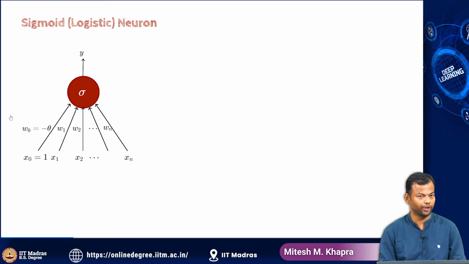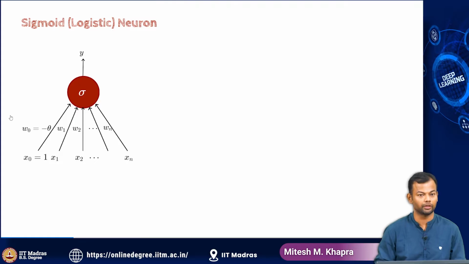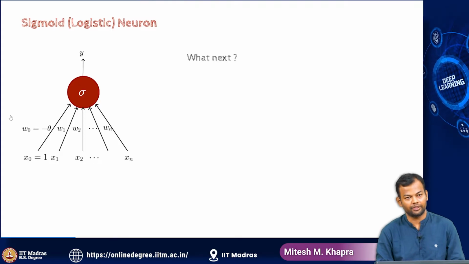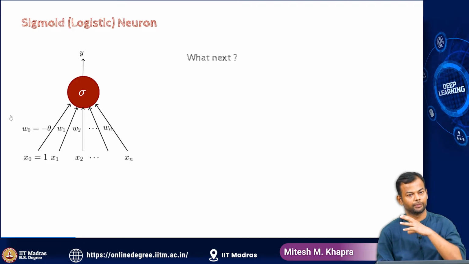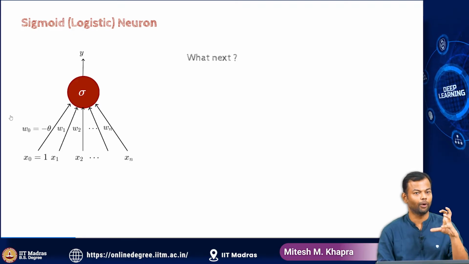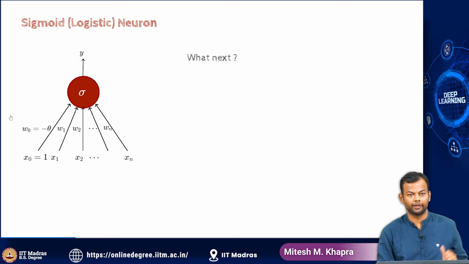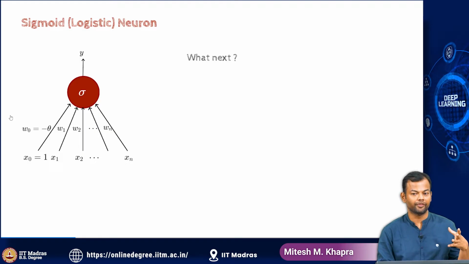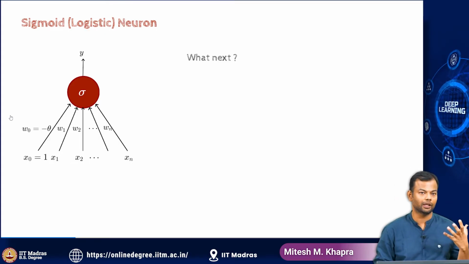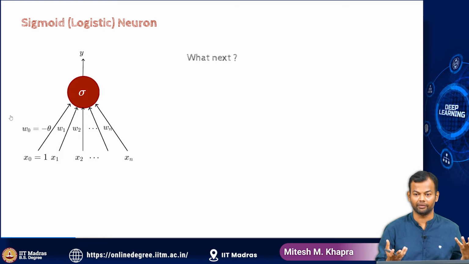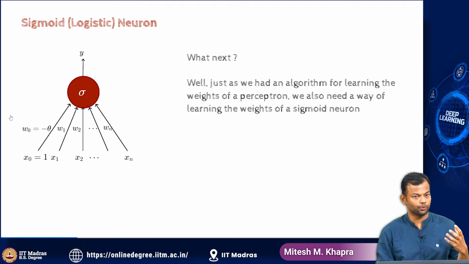So this is what we have. We looked at the sigmoid neuron, and we looked at one particular function within this family, which is the logistic function. Now what next? What was our pattern when we introduced perceptrons? We saw the perceptron model, and then we first looked at the algorithm for learning the weights. We want the same thing now. I've defined this, but now how do I learn the weights? That's not clear, so I want an algorithm which can learn these weights.